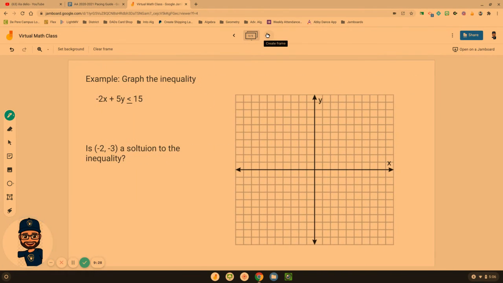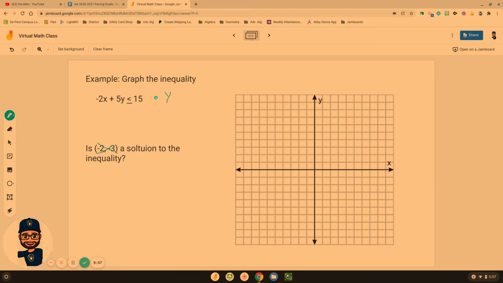Let's try one more. Here's an example. Graph the inequality negative 2x plus 5y is less than or equal to 15. Actually, we're going to change that part in a moment, so let's just cross that out for a second. How do we graph a problem that's negative 2x plus 5y is less than or equal to 15? We certainly can try to get y by itself. That's one way to do it. It may not always be nice and clean.